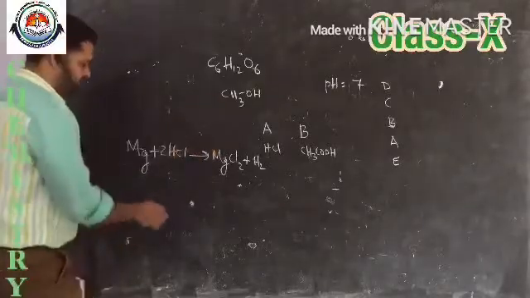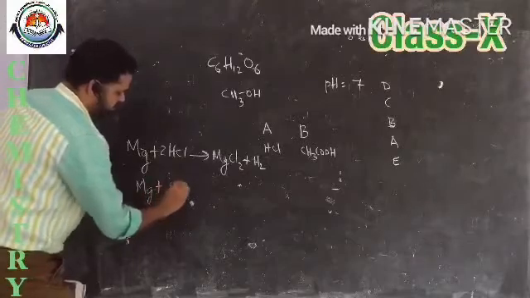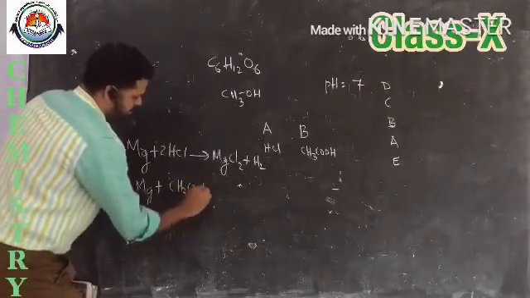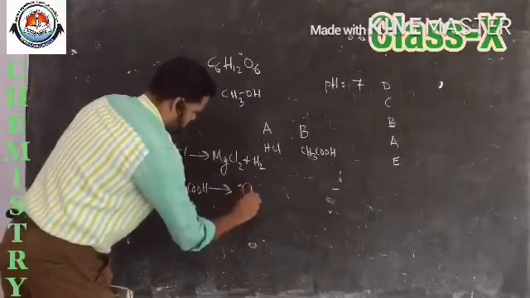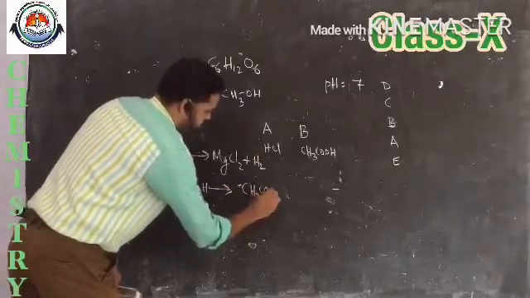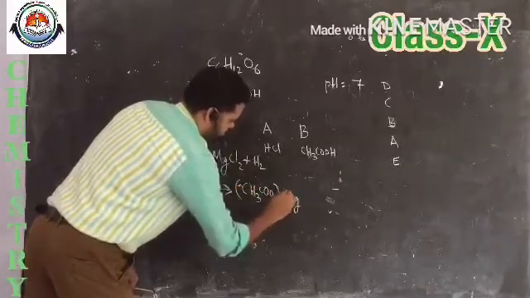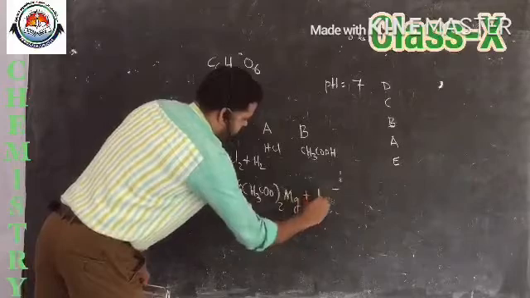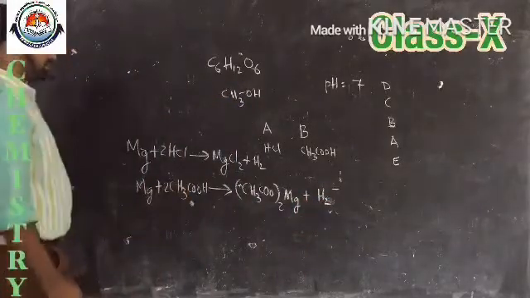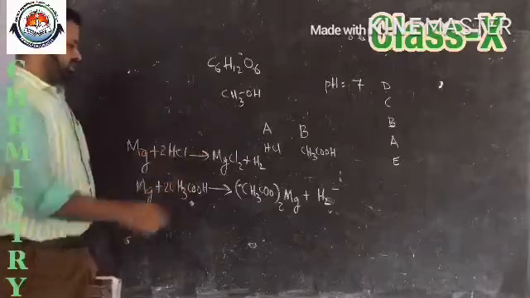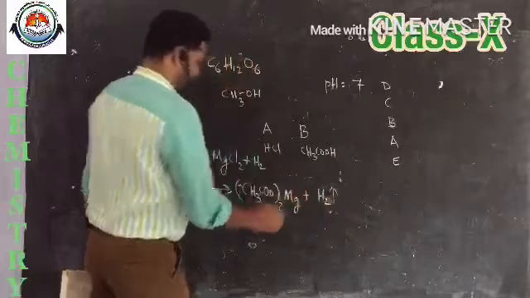And what about in test tube B? Magnesium reacts with the acetic acid, CH3COOH. So we get magnesium acetate, (CH3COO)2Mg, plus H2. This is the reaction that is happening in test tube B.